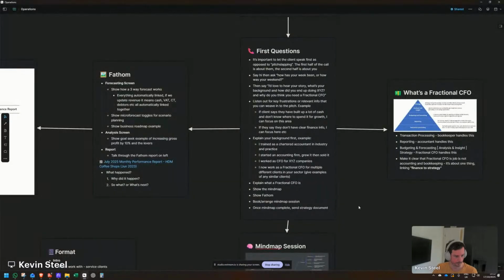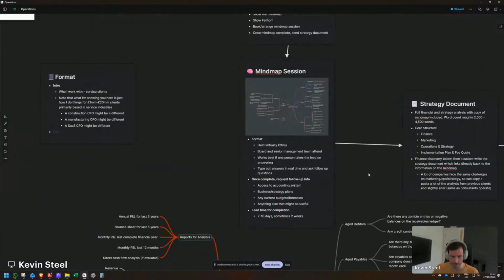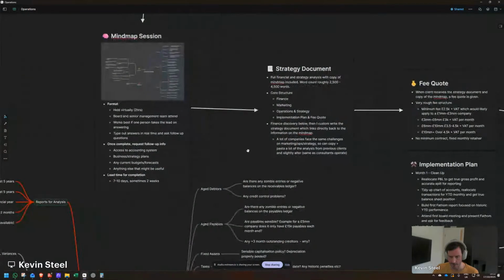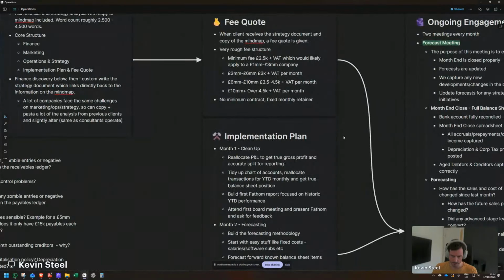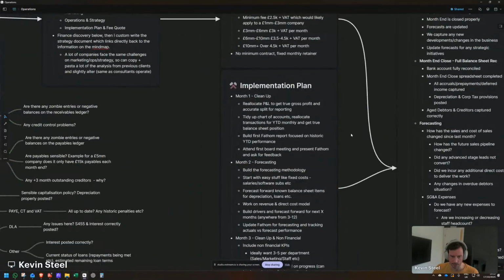So going back to after the strategy document, all of that, here's the implementation plan. Here's how it normally works. In terms of fractional CFO, there's 3 key stages. Number 1, discovery. Number 2, implementation. Number 3, business as usual. I just showed you discovery.